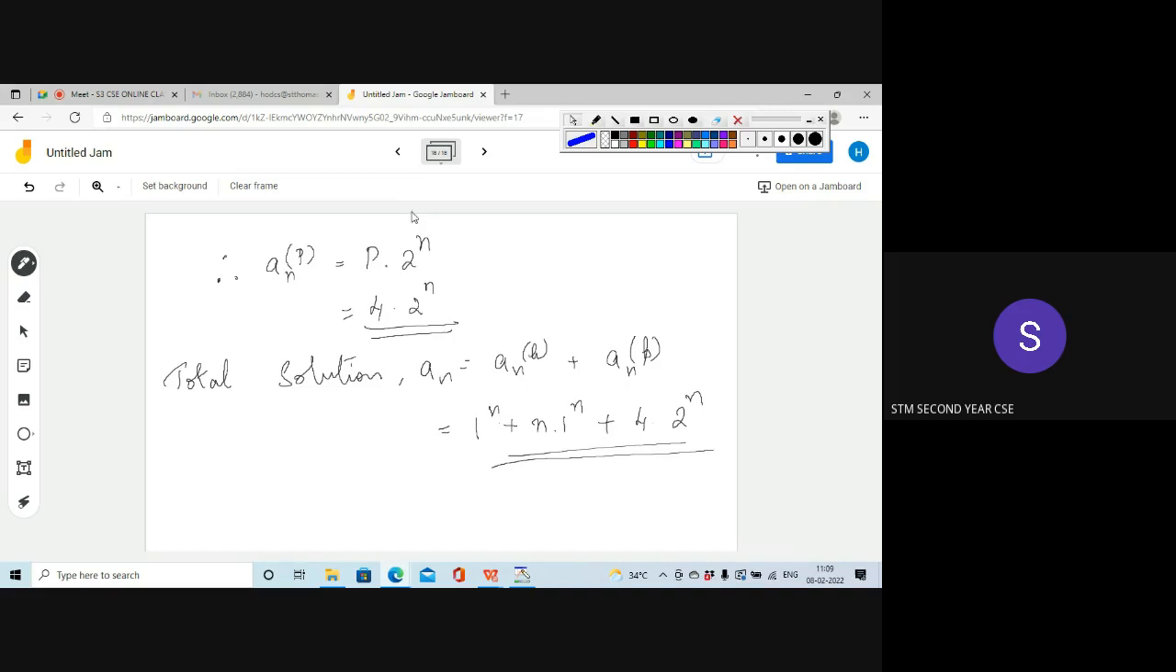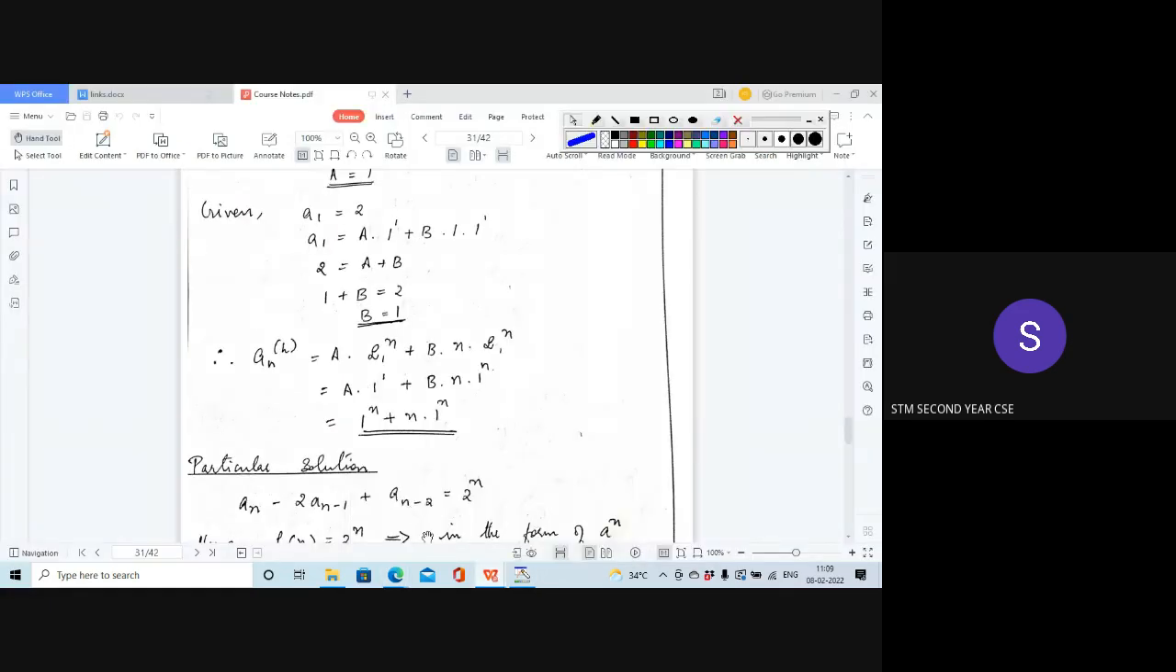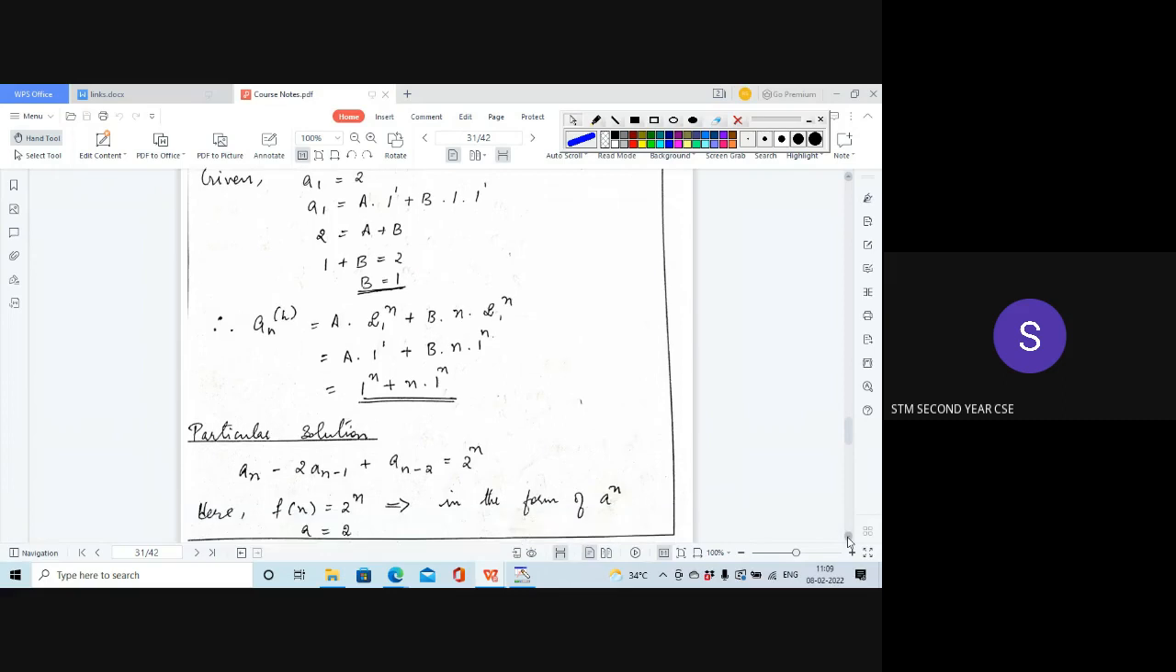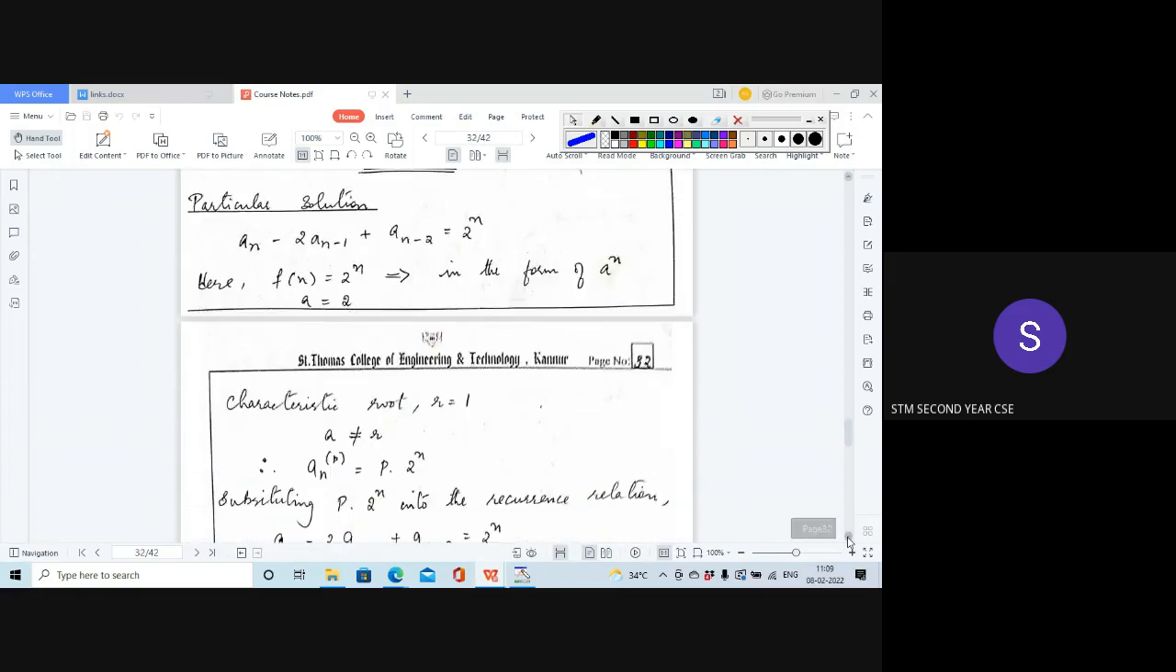Is it clear to you? That was case 3. So I had given here in the notes, it is their particular solution. See here, when A is not equal to R, this is our particular solution. When A is not equal to R, then if A is equal to R, we'll proceed to the next question.